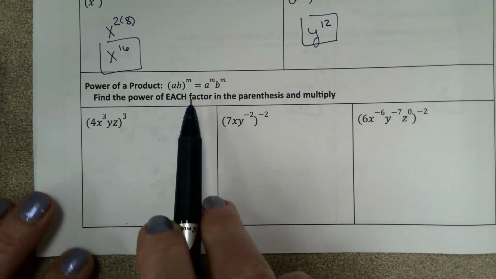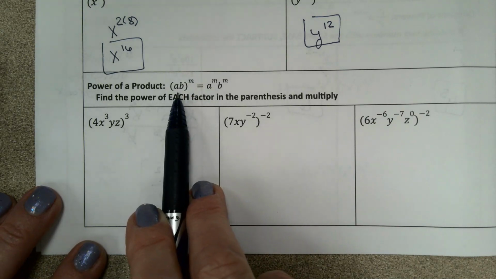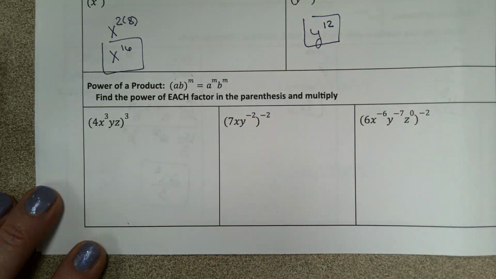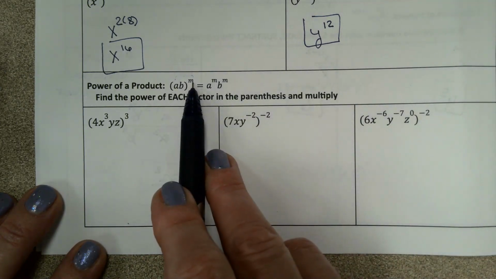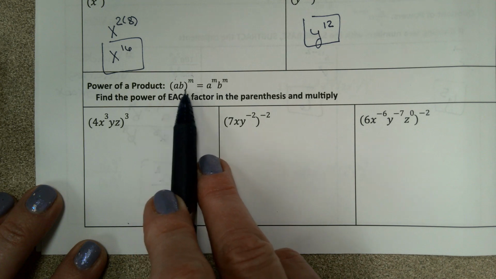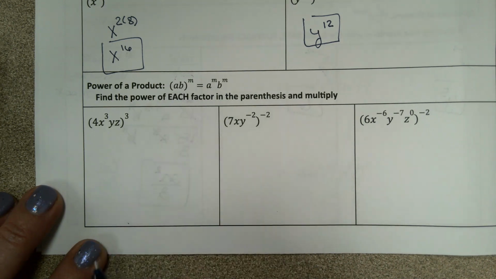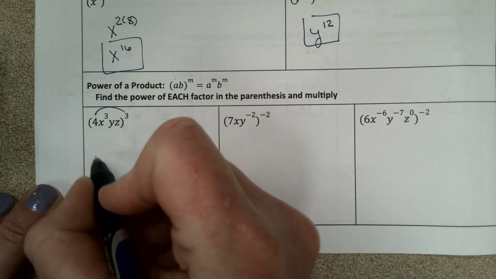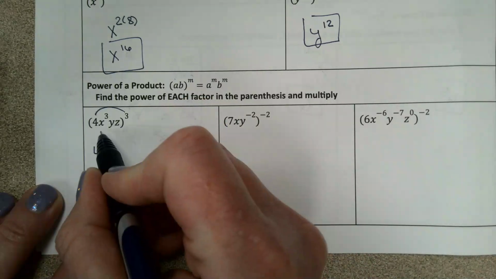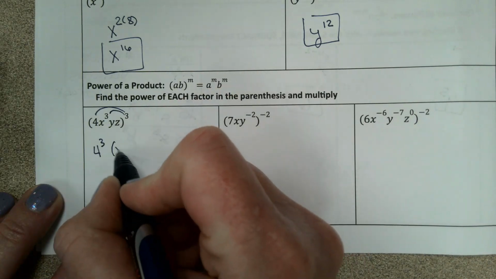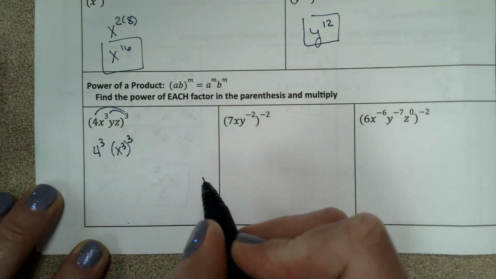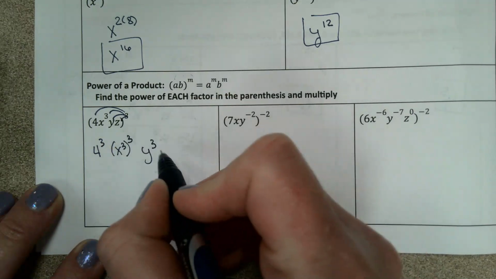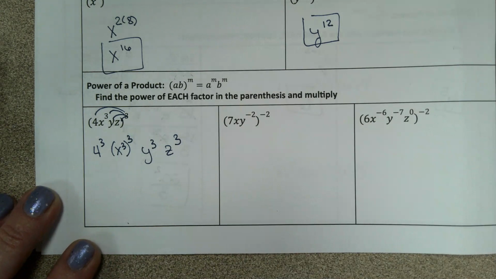The power of a product just means that you're going to have multiple terms inside raised to an exponent. And you kind of need to think of it as distributing. So whatever this exponent is, it needs to be distributed to everything inside of it. All right, so you have to raise the 4 to the third power. You have to raise the x cubed to the third power, the y to the third power, and the z to the third power.